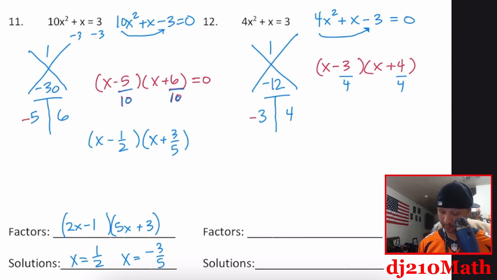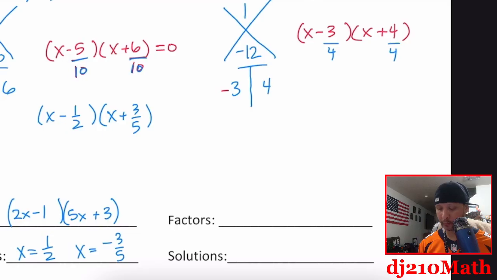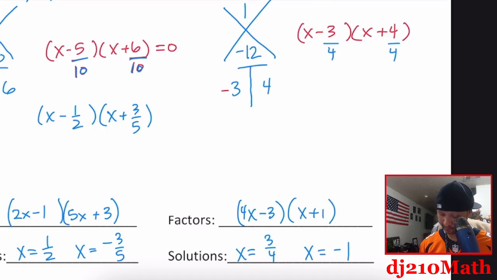Okay, this one's going to be 4 over 4 is 1. That's the only thing that reduces. So this is x equals positive 3 over 4. x equals negative 1. So the factors are going to be 4x minus 3, x plus 1. Sorry if I'm going out of order, but when you notice things, you notice things.